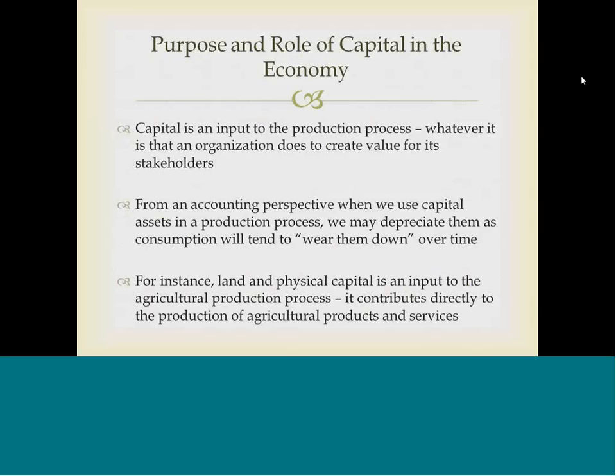Capital is an input to the production process, whatever it is that an organization does to create value for its stakeholders. From an accounting perspective, when we use capital assets in the production process, we may depreciate them as consumption will tend to wear them down over time. For instance, land and physical capital is an input to the agricultural production process. It contributes directly to the production of agricultural products and services.